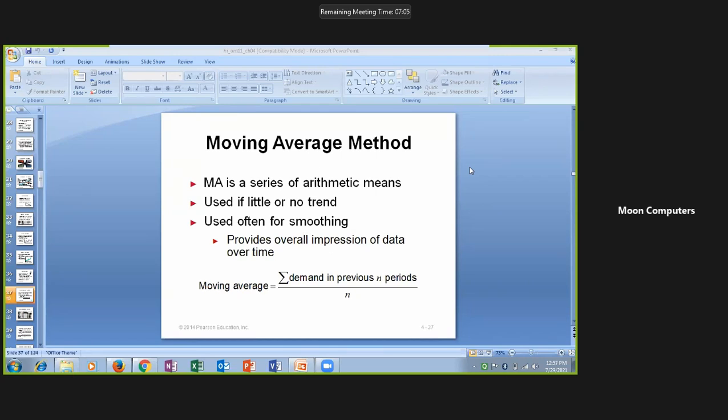Broadly speaking, quantitative methods are divided in two parts: time series and associative. Right now, I am taking time series methods. What are time series methods? Time series are those methods in which the historical data, the past data, is required to estimate the future. अगर मुझे आगे का estimate करना है, तो मुझे past data की requirement है. And past data is arranged in a specific time interval, year-wise or month-wise or quarter-wise or six monthly. So this type of data is time series data, right?